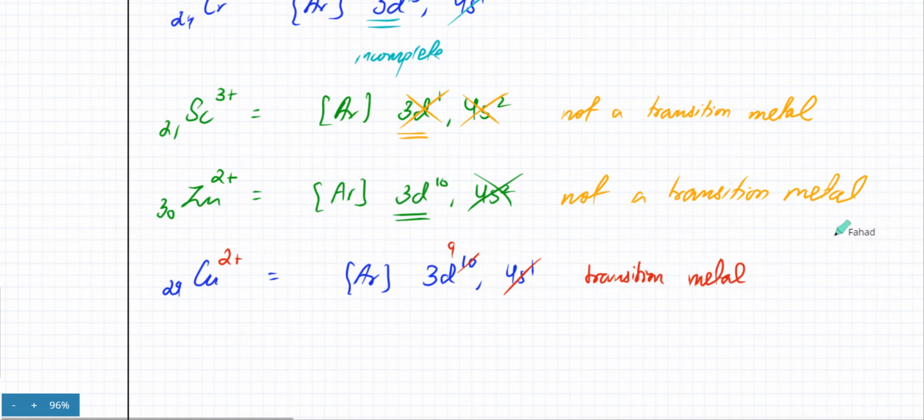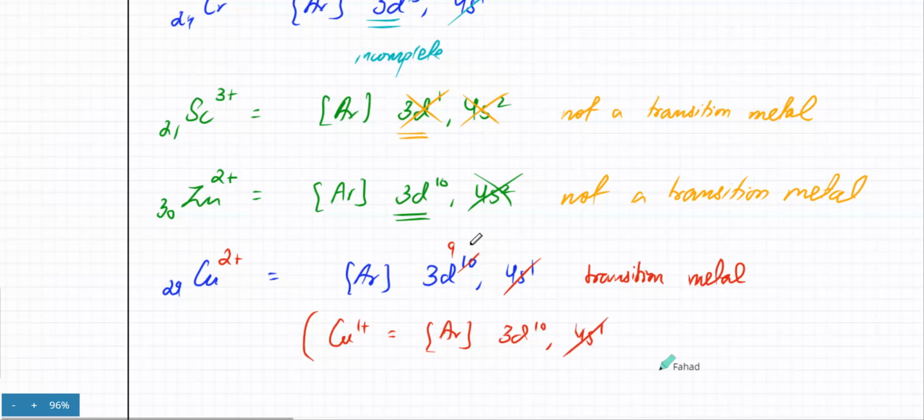It's going to behave as a transition metal. Why? Because the d subshell is incompletely filled. But sometimes copper 1+ is formed. So copper 1+ is going to have argon 3d10, 4s0. The electron would be lost from 4s. Now copper 1+ is not going to behave as a transition metal.